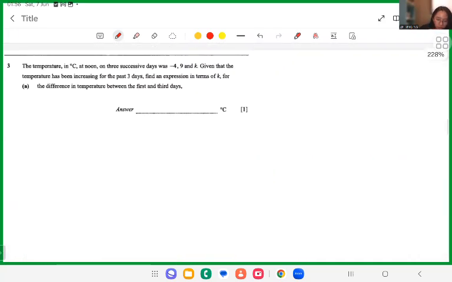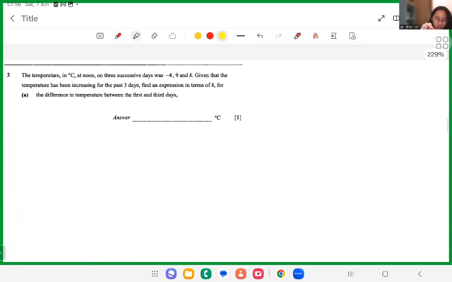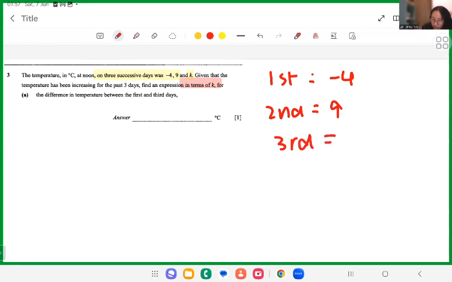Then for question 3, the temperature in degrees Celsius at noon on 3 successive days was -4, 9, and K. Given that the temperature has been increasing for the past 3 days, find an expression in terms of K. Okay, so from the question, we know that the temperature on the first day is -4 degrees Celsius. For the second day, the temperature is 9 degrees Celsius. For the third day, the temperature is K degrees Celsius.